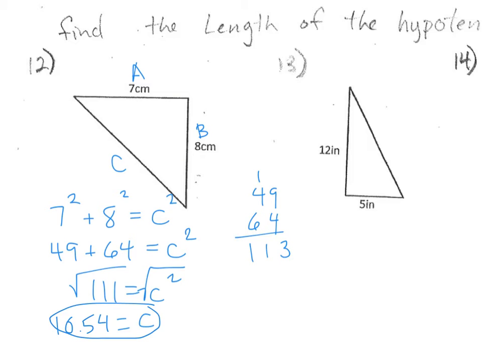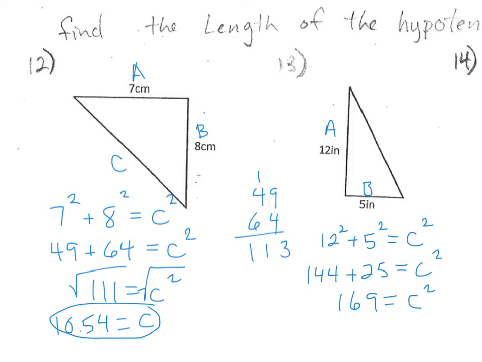Alright, let's go to number 13. We'll have A and B. This time I'll have A squared, which is 12 squared, plus B squared, which is 5 squared, equals C squared, which is unknown. 12 squared is 144, plus 5 squared, which is 25, equals C squared. We add those together, we get 169 is equal to C squared. And then our last step is to take the square root of both sides, which is 13.